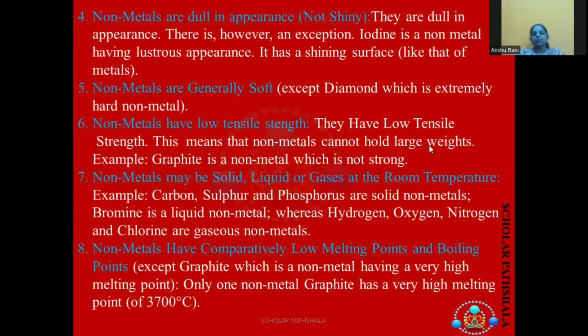Non-metals are dull in appearance, which means they are not shiny in nature. An exceptional case is iodine. Iodine is a non-metal which has a lustrous appearance. Non-metals are generally soft. An exceptional case is diamond, which is an extremely hard substance. Diamond is used to make cutters, like if you want to cut glass.